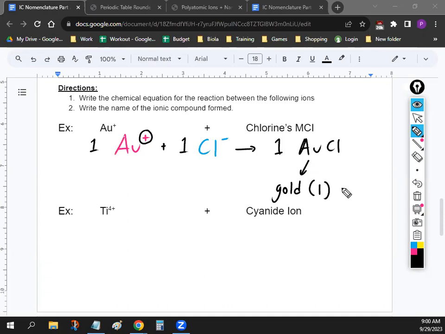And then Cl is going to be chloride because it comes from the periodic table. So the name of this compound will be gold 1 chloride. So again, the only new thing that we're doing today is since Au is from the middle of the periodic table, we just need to add the little parentheses with the charge.